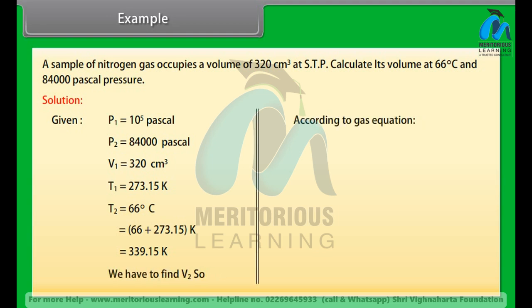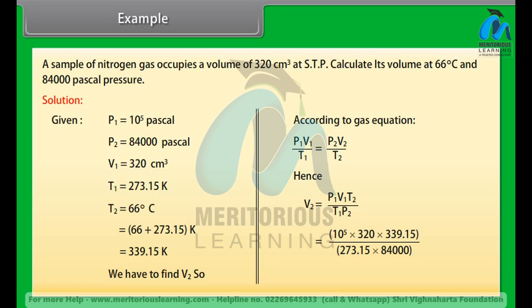So, according to the gas equation, P1 V1 by T1 is equal to P2 V2 by T2. Hence, V2 is equal to P1 V1 T2 by T1 P2, which is equal to 10 raised to the power 5 into 320 into 339.15 divided by 273.15 into 84,000, which is equal to 473 cm cube.